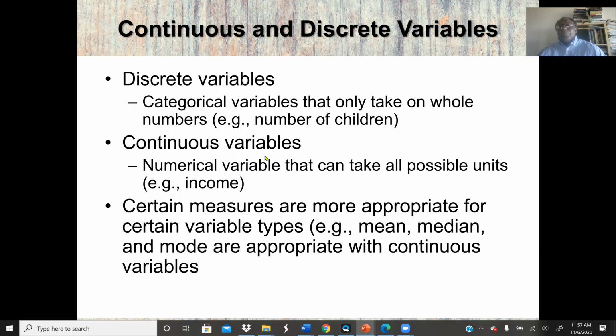So again, that is the difference between discrete and continuous. And also we say certain measures are more appropriate for certain variable types. For example, mean, median, and mode are appropriate with continuous variables. And then for discrete variables, only the mode, while mean and median are not.